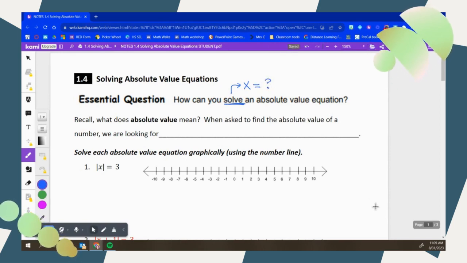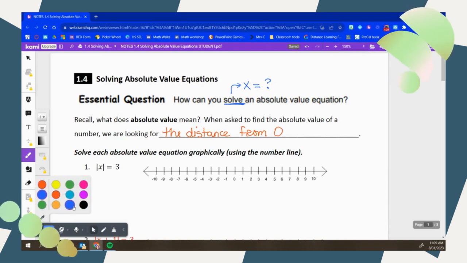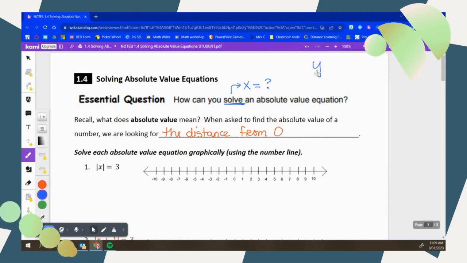All right, what you're going to learn today is that most absolute value equations have two solutions, and we're going to talk about why that's the case. So first, what does absolute value mean? We talked about this a little bit last class with the absolute value function. When you're asked to find the absolute value of a number, we're looking for the distance from 0. So when I'm being asked to find the absolute value of something, I'm looking for how far is that value from 0. For example, y equals absolute value of 4.